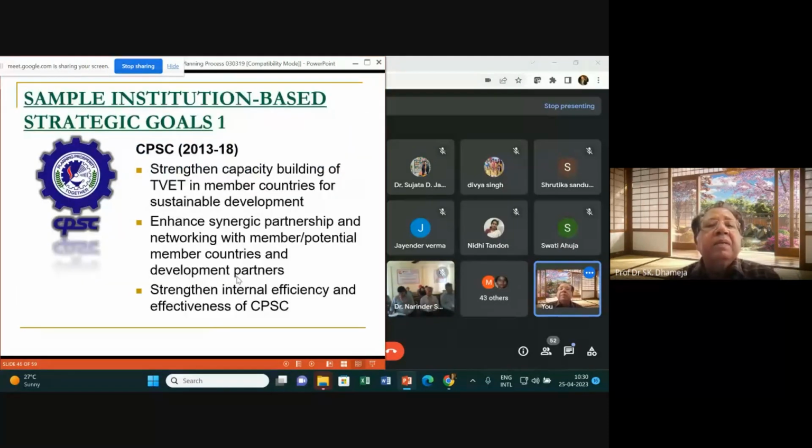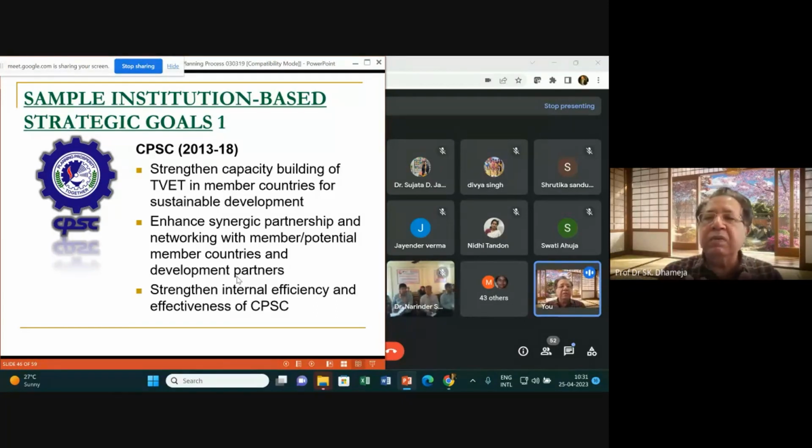Okay. Let me share some examples of strategic goals, some case studies. This is for the CPSC. Strengthen the capacity building of TVET in member countries for sustainable development. You see, they have mainly three goals. First, it's an intergovernmental organization. They have around 17, 18 member countries. And our main purpose is to build the capacity of the stakeholders.